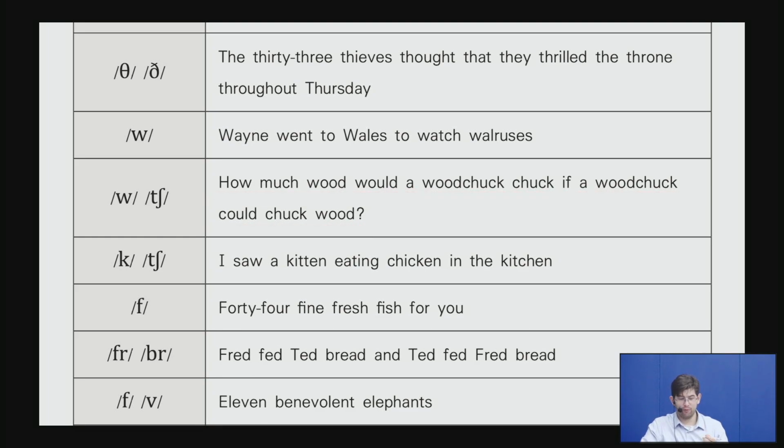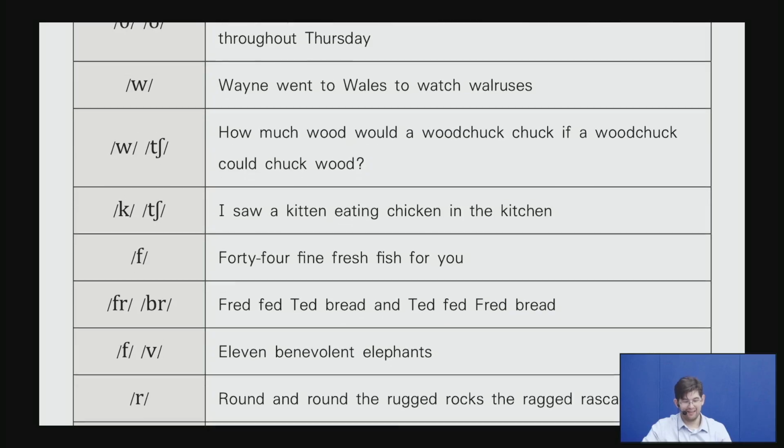So we're really working on our sounds with W's and ch's. So I'll do it one more time, nice and slow for you guys. How much wood would a woodchuck chuck if a woodchuck could chuck wood? Good. Let's move on.